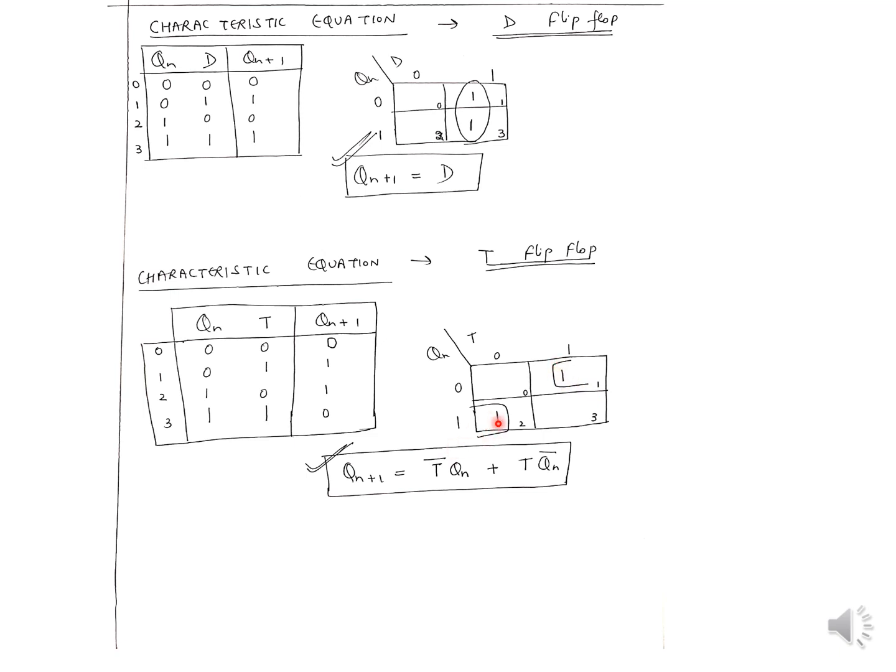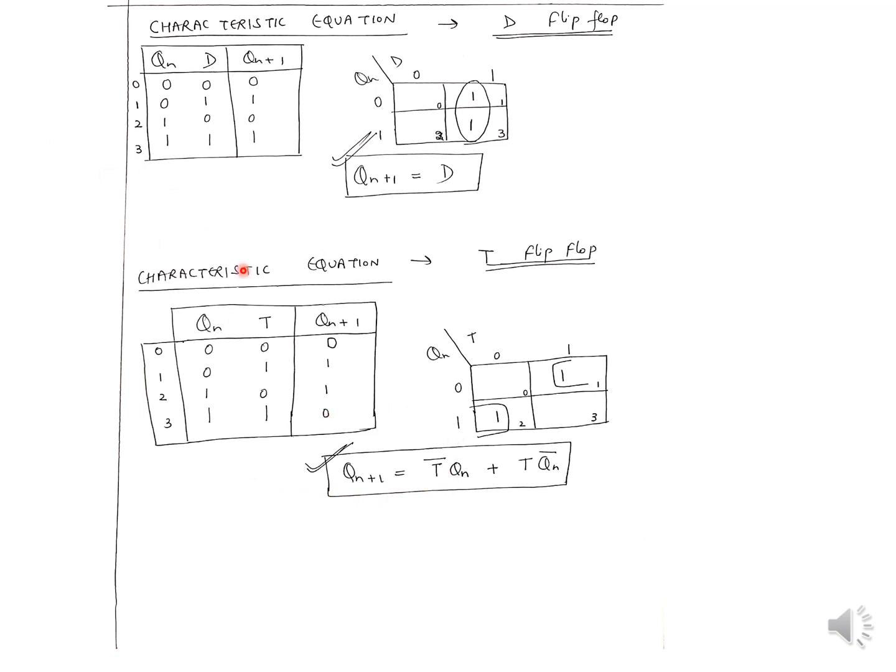So for this one, if we see at the left, it is Qn. If we see at the top, it is 0. 0 means T bar. So it is T bar Qn. Plus, if we see at this one, at the left, it is Qn bar. And if we see at the top, it is 1. 1 means T. So what is my characteristic equation? It is T bar Qn plus T Qn bar. So you have to remember this characteristic equation as well.